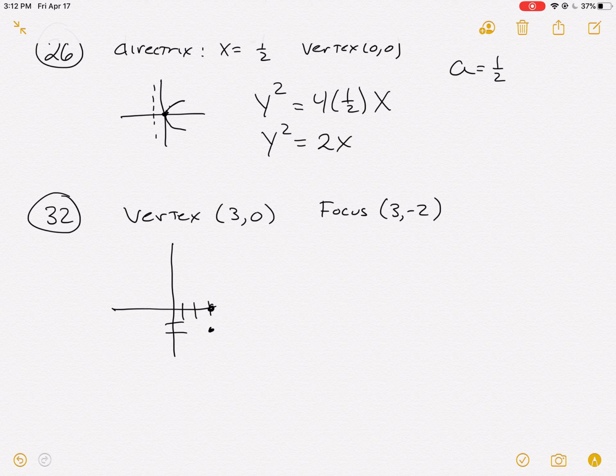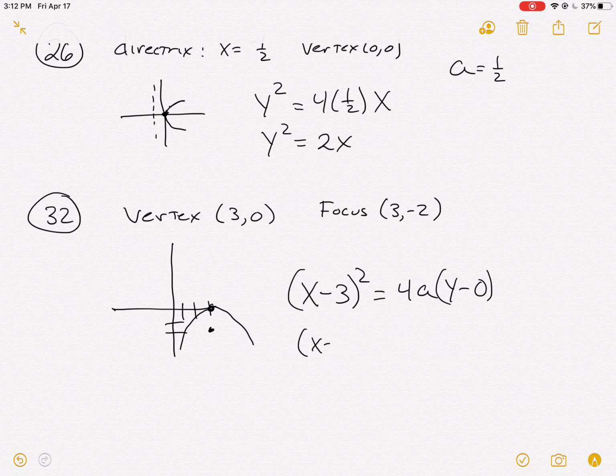So what's my parabola doing? Well, it's opening down. Well, that's a function. And so since it's a function, I know it's the x that's being squared. And it's x minus the given x coordinate squared is equal to 4a times y minus the y coordinate. Right? That's our guy. So I got x minus 3 squared is equal to 4a times y. So the question is, well, what's a? A is always the distance between the vertex and the focus point, or the vertex and the directrix. And we can see that that's a distance of 2.